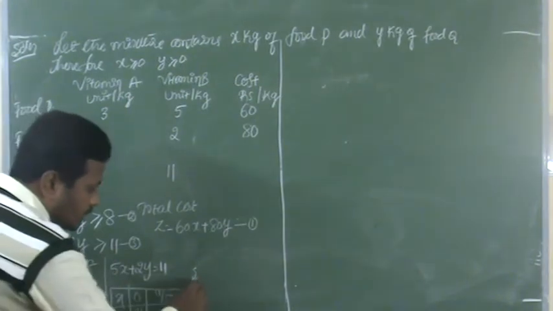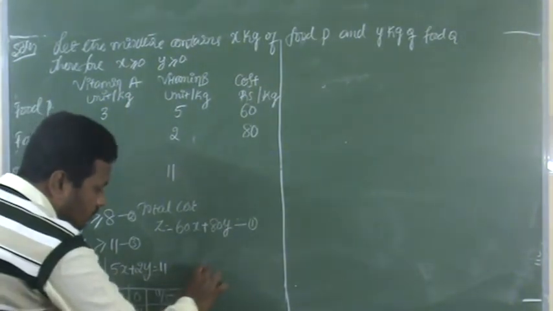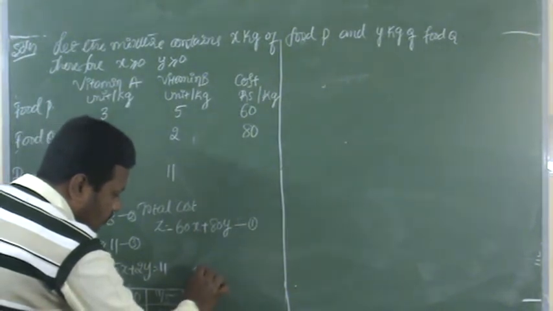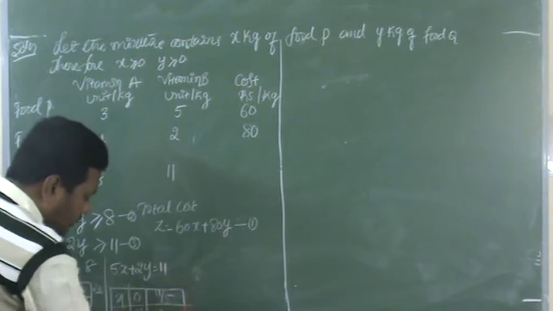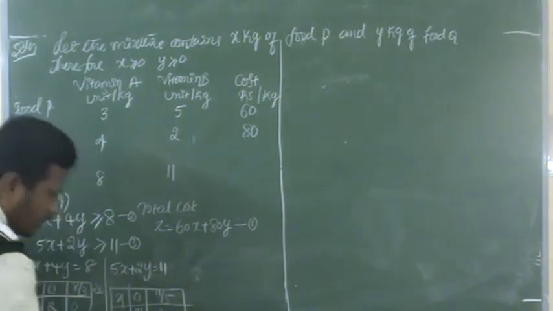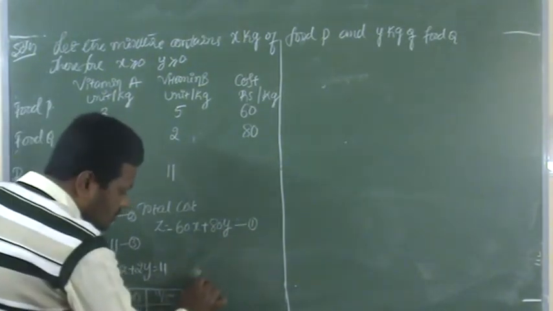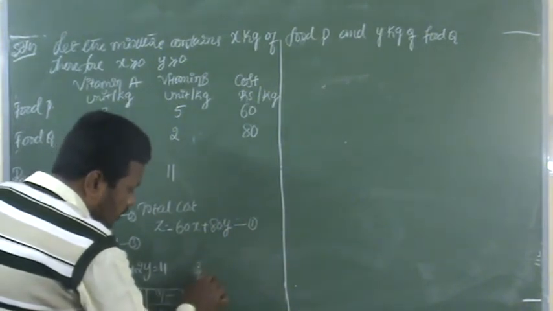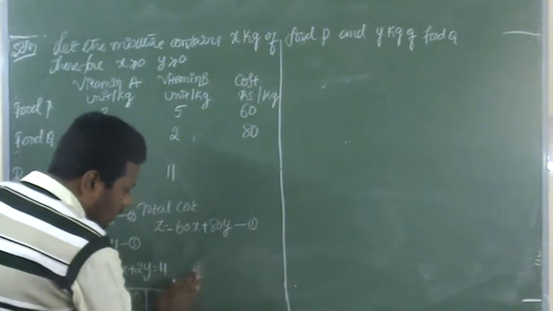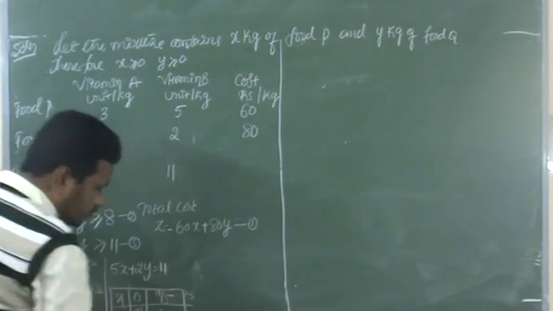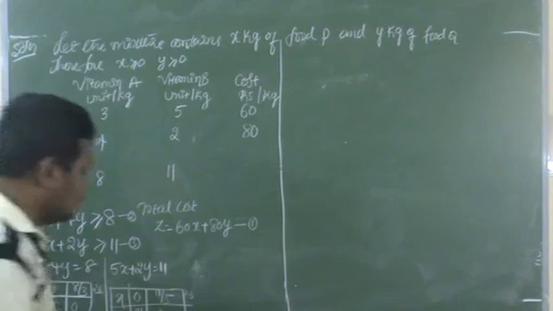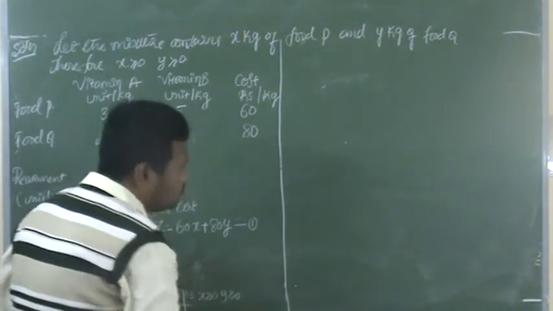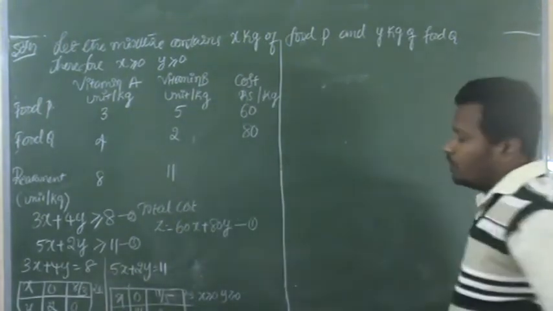2 fives are 10 plus 1, so this is 5.5. And 11 by 5 means 2, the remaining 1, so 2.2 something. Okay, and x is greater than or equals to 0, y is greater than or equals to 0. For this, plot a graph.